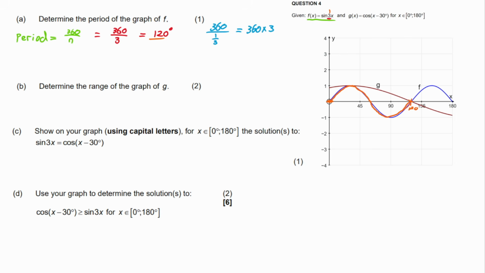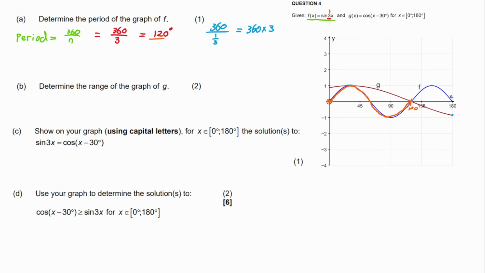And now, next question, determine the range of G. To determine the range of G, we need to have the maximum and minimum Y values. We can see that the maximum Y value for G is 1. So we know what its maximum value is, but its minimum is over here. We don't know what the minimum is, so don't let this fool you. It's not on -1, so we can't say it's -1.